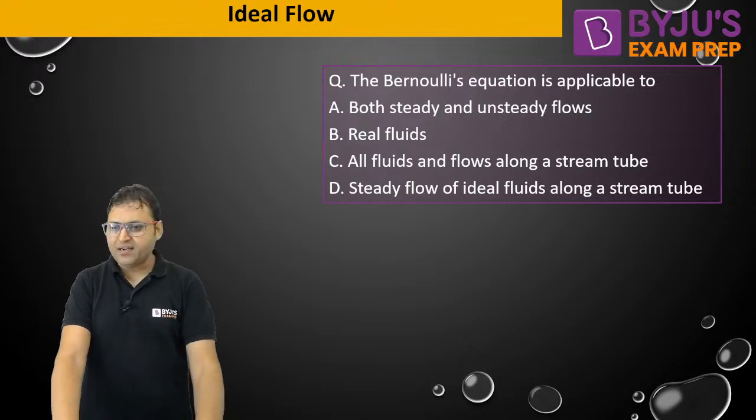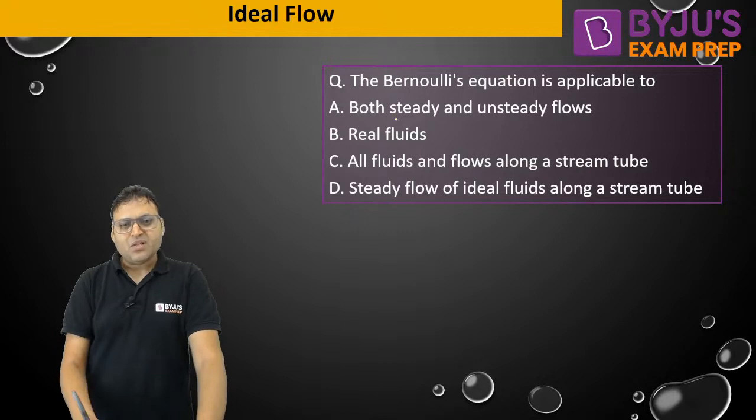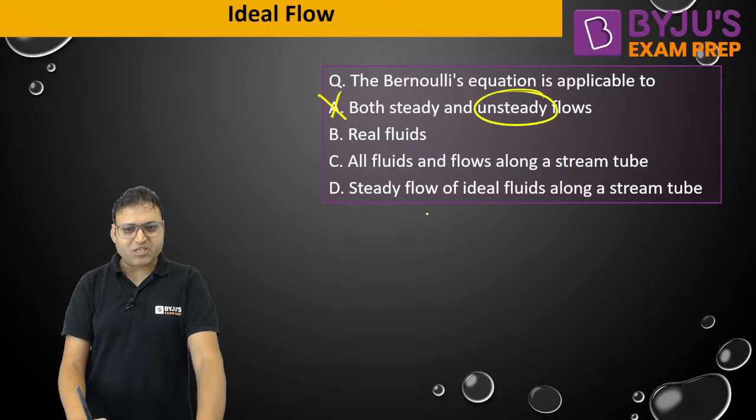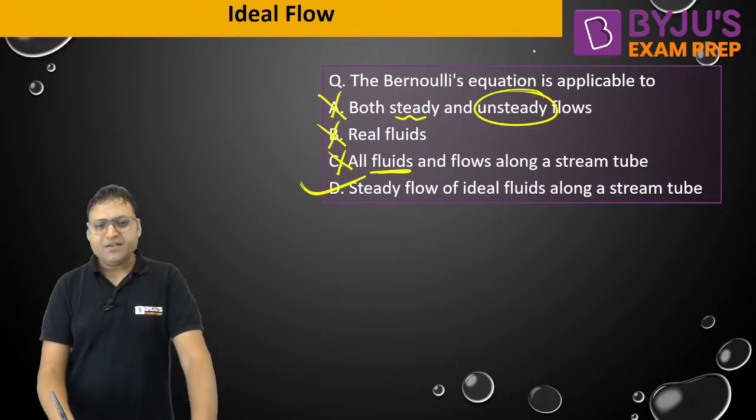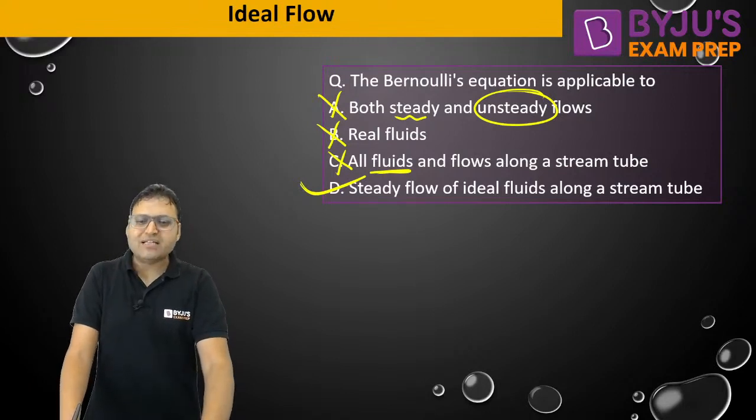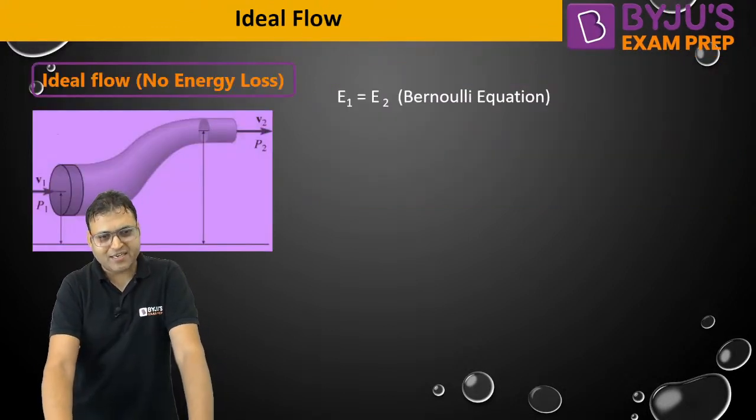The next question on your screen. The Bernoulli equation is applicable to both steady and unsteady flow, real fluids. The Bernoulli equation is not applicable to unsteady flows. That is the basic assumption for Bernoulli equation, flow must be steady. Is it applicable to real fluids? No, it is only applicable to ideal fluids. Again, it is incorrect. Steady flow of an ideal fluid along a stream tube. That is the correct answer. Option D will be the correct answer.